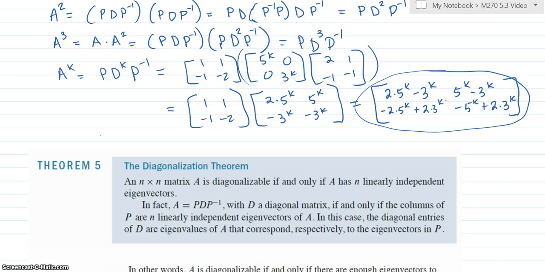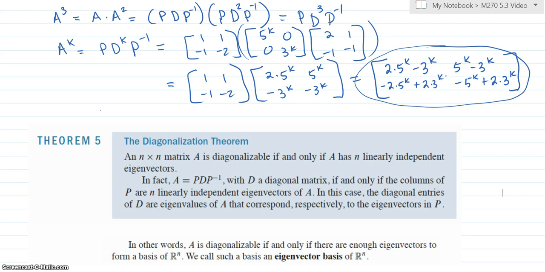It turns out that A is similar to a diagonal matrix D, if it's diagonalizable, and it's equal to P, D, P inverse, with D being the diagonal matrix. That is true if and only if the columns of P are n linearly independent eigenvectors of A. In this case, the diagonal entries of D are the eigenvalues of A that correspond respectively to the eigenvectors of P. So that's interesting. In other words, A is diagonalizable if and only if there are enough eigenvectors to form a basis for Rn.